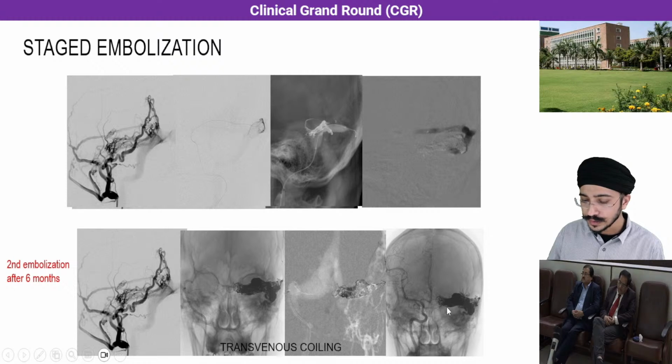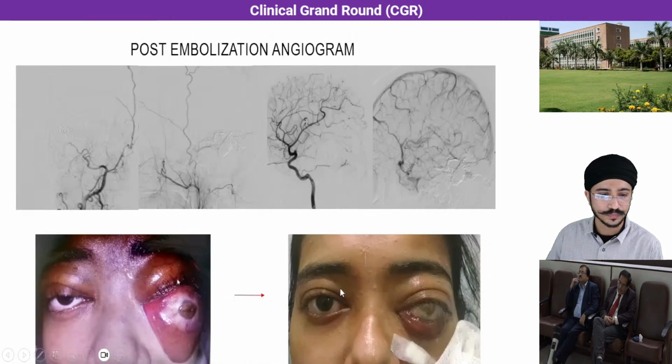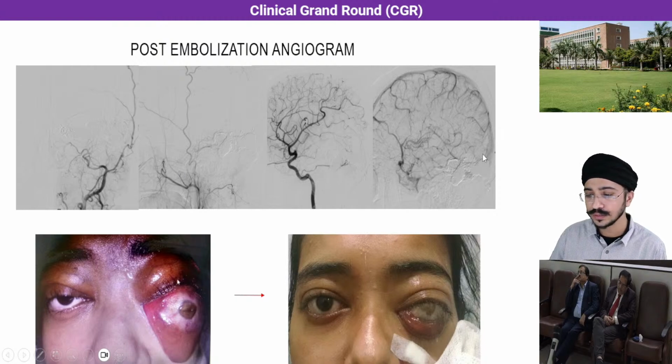On the check runs, we can see that there is no residual filling of the fistula here, and the patient also improved clinically with the resolution of proptosis. Again, on these check runs of the ECA and ICA, we can see that there is a resolution of the disease. And these were the pictures prior to the second sitting and after the second sitting. We can see that there is marked resolution of the chemosis and proptosis.